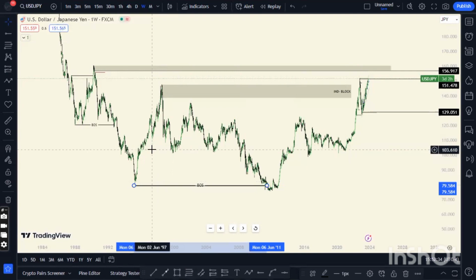But the question you should ask yourself is, where did this selling down start? The bearish movement started from this block here. So you should be buying back to this block.